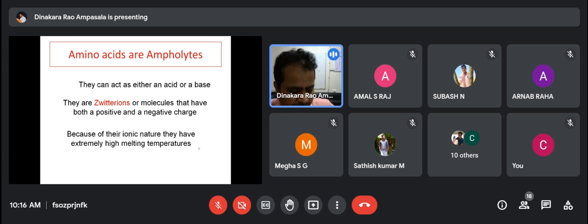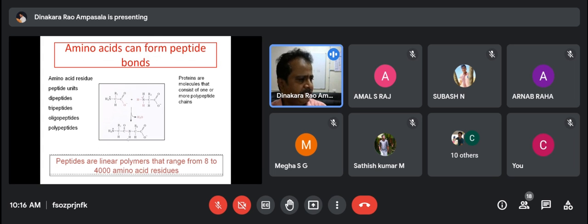Another good example is Taq DNA polymerase. Taq DNA polymerase is an enzyme, and also a protein. You can incubate that protein at up to 100 degrees, even more than 100 degrees. So because of this ionic strength, the melting temperatures are extreme. They have extremely high melting temperatures because of their ionic nature in the sample.